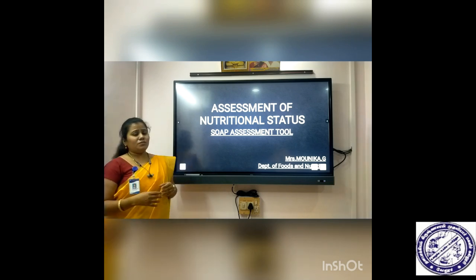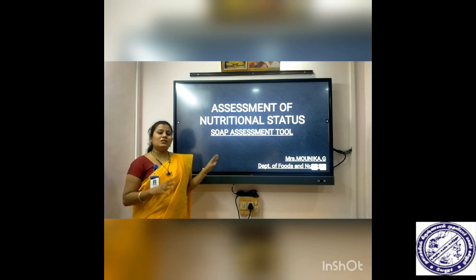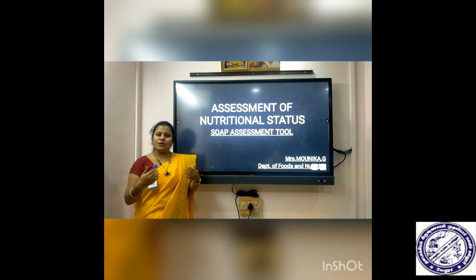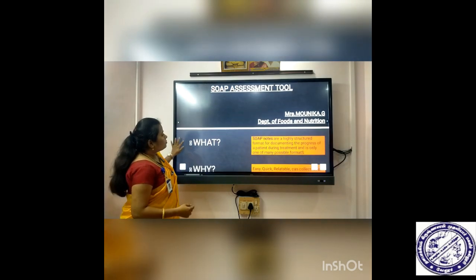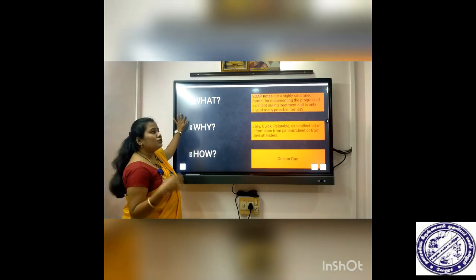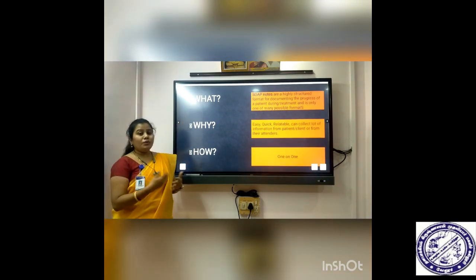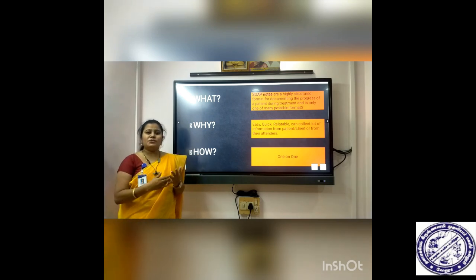Now coming to the SOAP assessment tool. There are various types of assessment tools in nutrition, but this SOAP assessment tool is very familiar and easy for getting information regarding the patient or a client. Before going into the SOAP, we need to understand why we need it and how we can get the information from the patient. SOAP assessment is nothing but subjective, objective, assessment and plan.